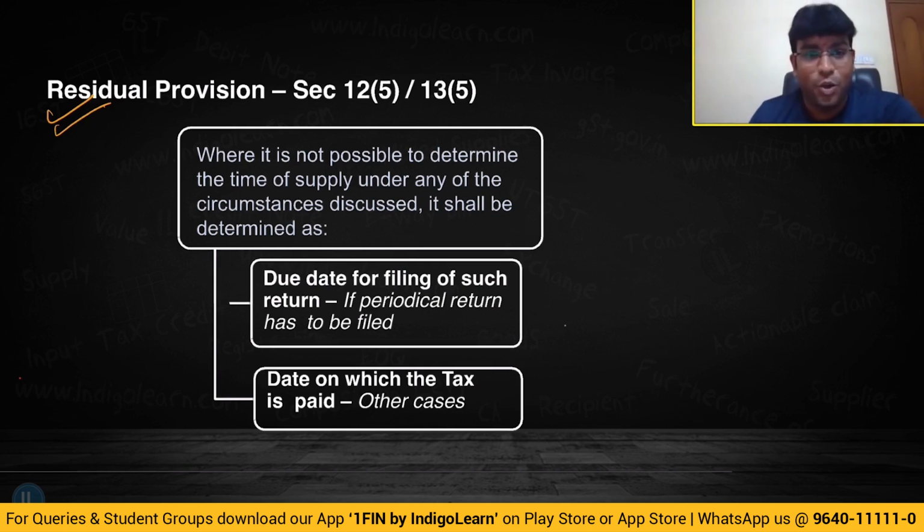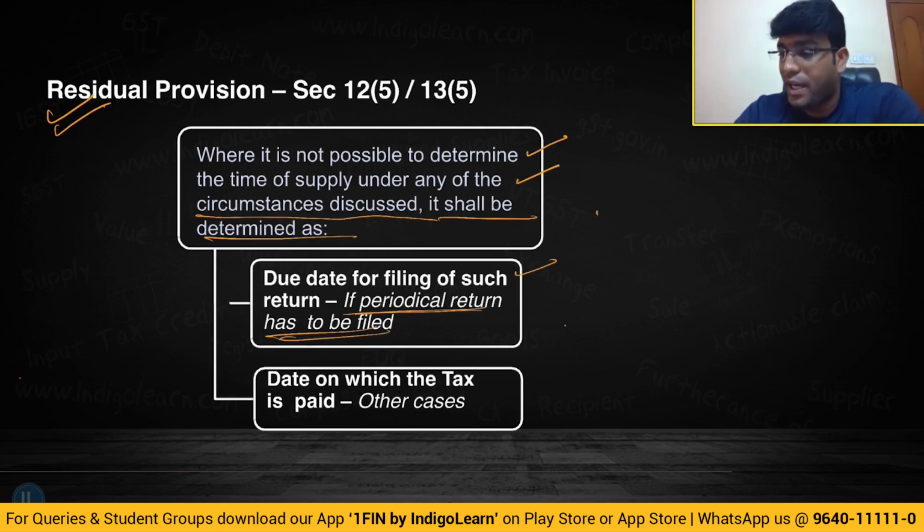So in the starting line itself they said, where it is not possible to determine the time of supply under any of the circumstances discussed, it should be determined as the due date for filing of such return, if a periodical return has to be filed. Why has it to be filed? Let's say there is a person called Mr. A, who is a registered person.